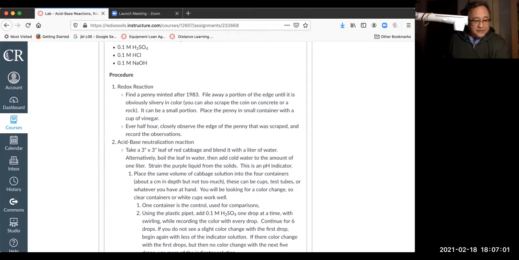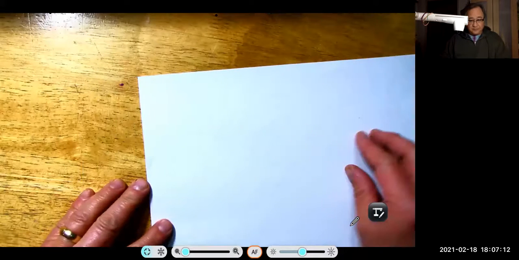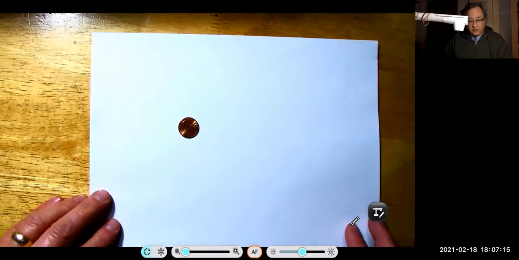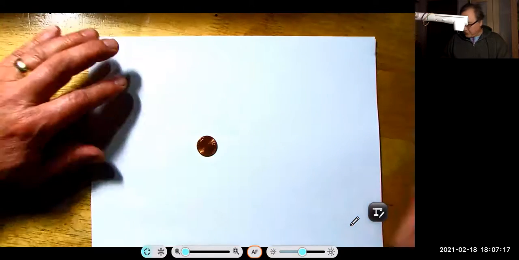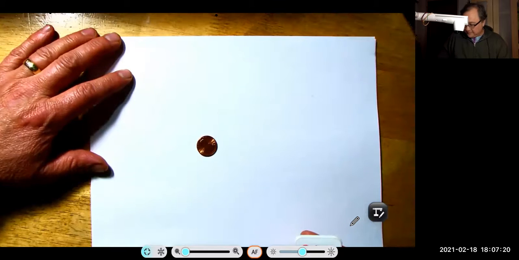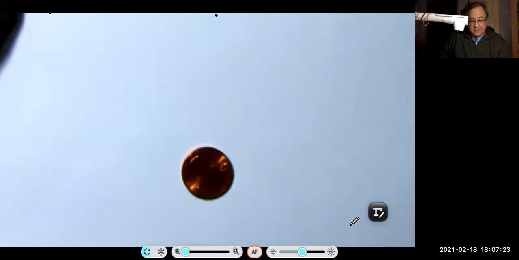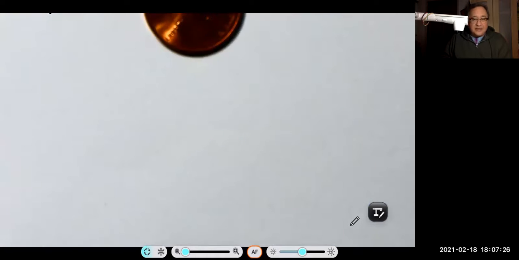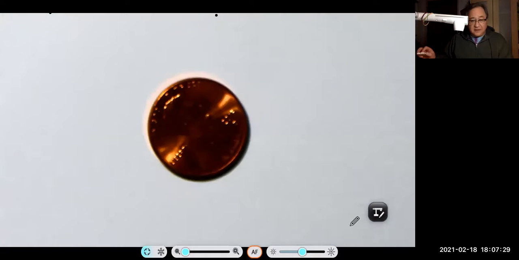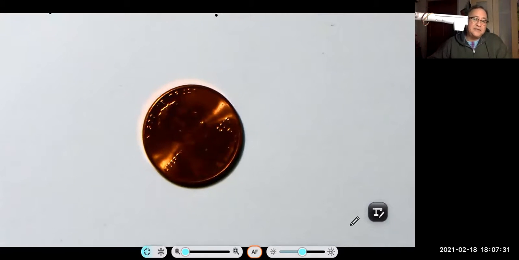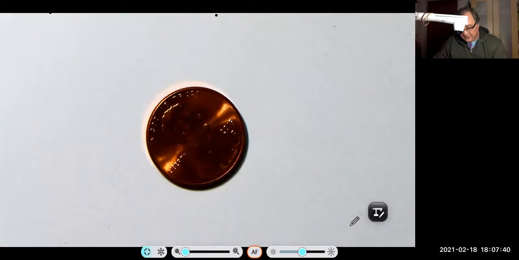Don't hesitate to speak up if you have a question. Okay. So hopefully you can all see my penny here. I'm going to zoom in on it a little bit. From the date, you can see it's 2000 something, so it's clearly after 1983. Oh, I just found my penny. So here's my other penny.